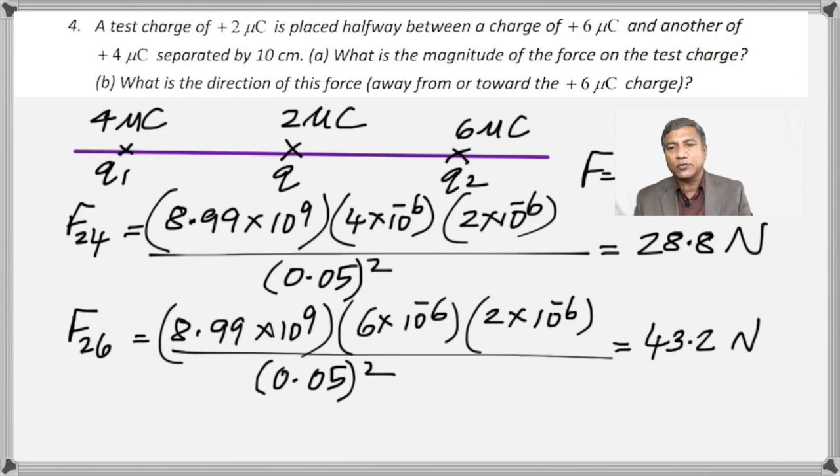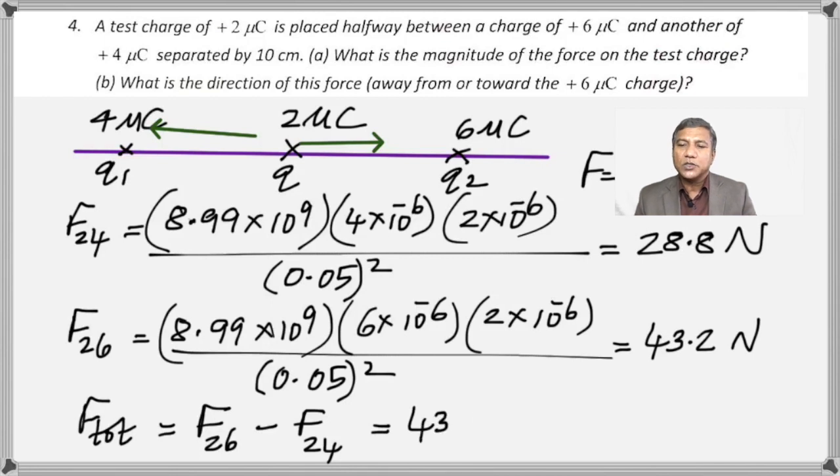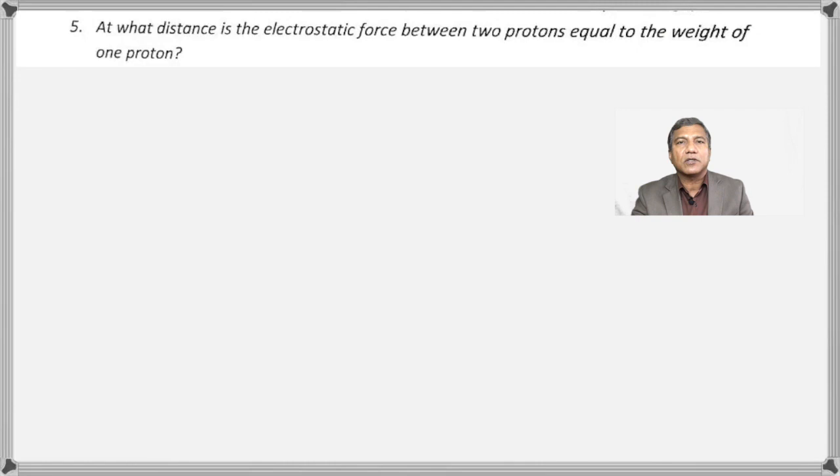And what is the net force? The net force is going to be the difference between them because they are acting in opposite directions. So that's why you take the difference, you get 43.2 minus 28.8, which is 14.4 newtons. Now what is the direction of this force? You see that the bigger force was the 43.2 newtons. So that means this force is going to be away from the 6 microcoulomb, because the 6 microcoulomb was pushing it with a bigger force than the 4 microcoulomb.